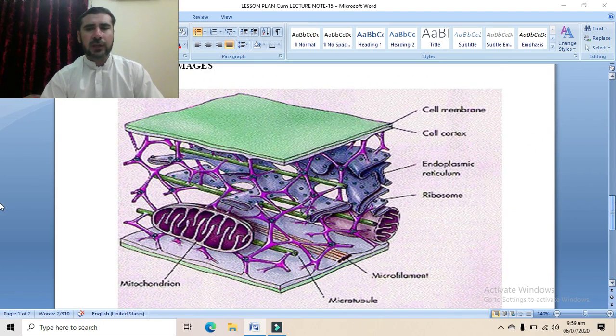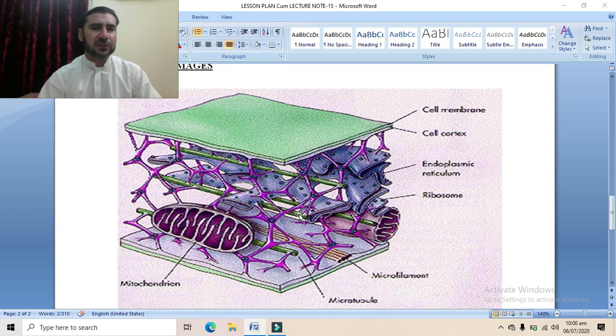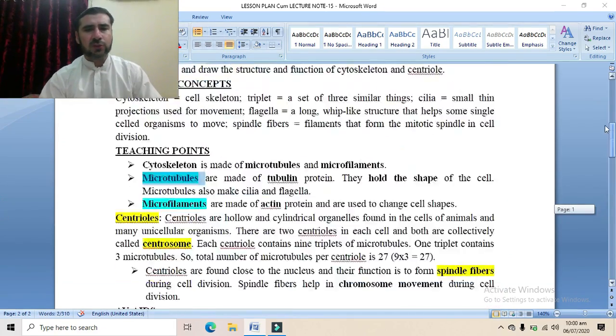Diagrammatically, it is shown here. This is the whole cell. Now this is a microtubule, these greenish in color. Now these are microfilaments, these light brownish in color. Now remember, what is in between, these purplish color? These are known as intermediate filaments, and in higher classes, in first year, we will study about these intermediate filaments also in detail. So this is the cytoskeleton.